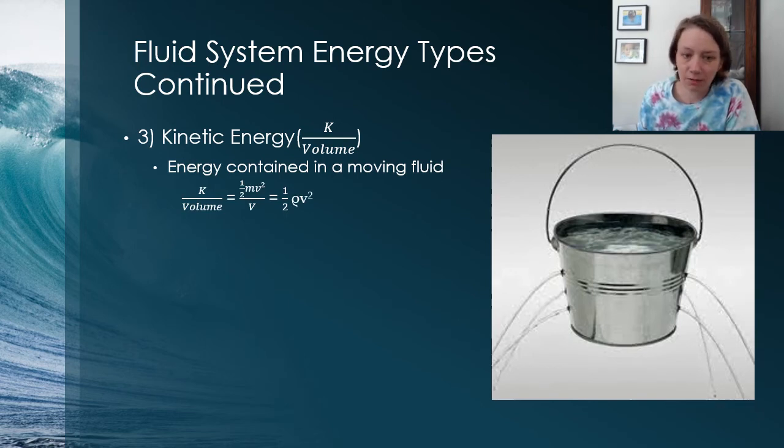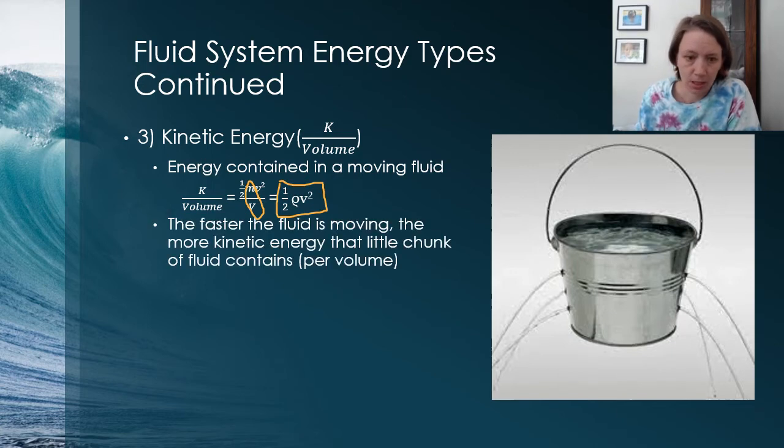We can do the same derivation we did with the gravitational energy per volume. We start with kinetic energy per volume. We replace that kinetic energy with the equation for mechanical kinetic energy, which is 1/2 mv squared over volume. And I did the exact same thing with the mass over volume here. I'm going to replace that with density, and I get this equation right here, which is that the energy stored in a moving fluid per volume is 1/2 rho v squared, which looks a lot like the mechanical one, but we've got that density in there.